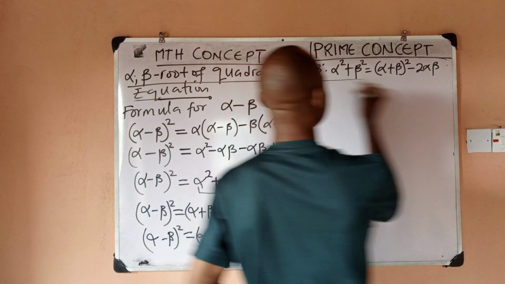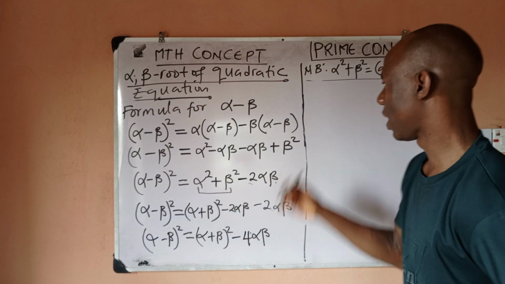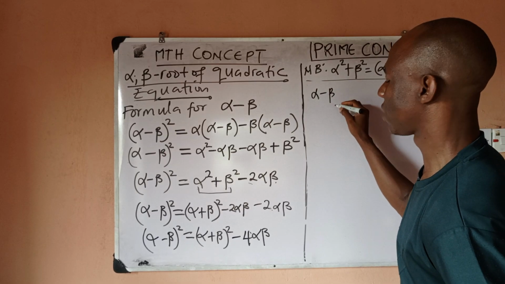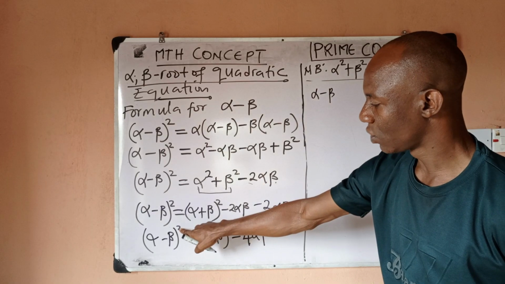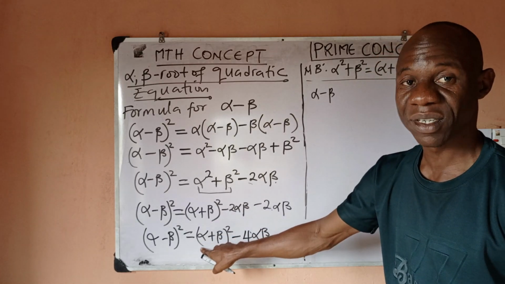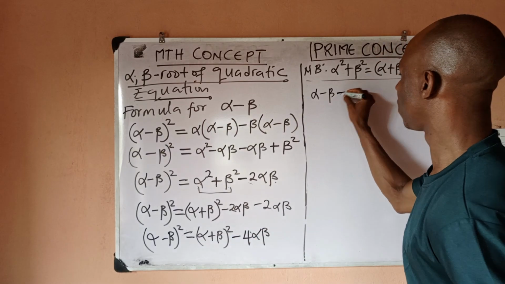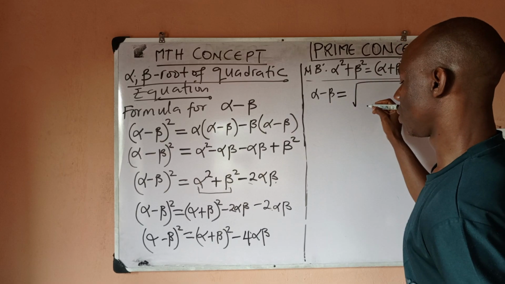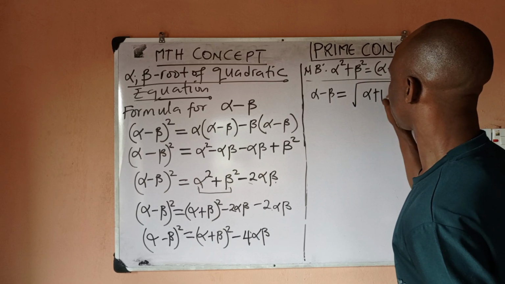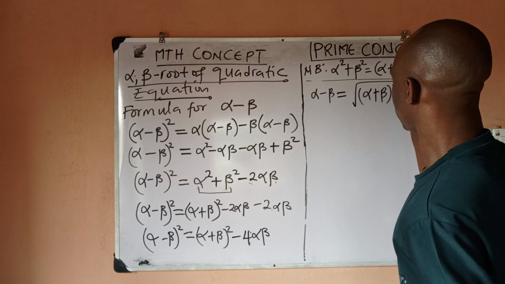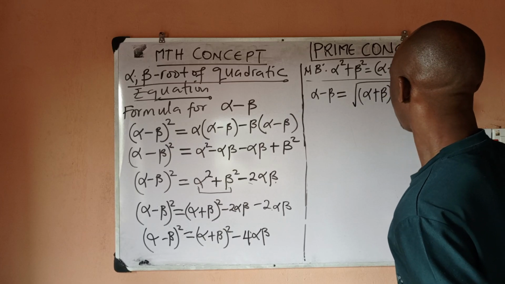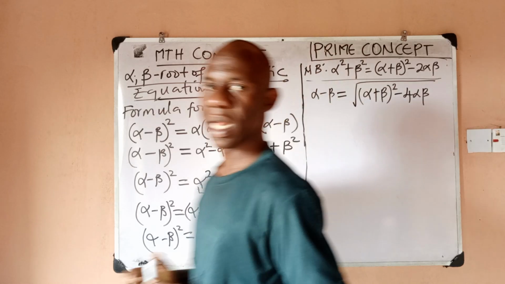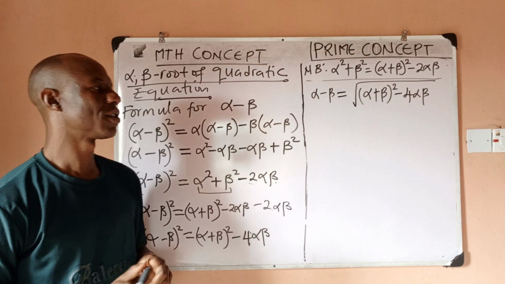So if I come here and summarize this formula, I'll have that alpha minus beta, which is what we're trying to get, I'll take square root. When this square comes to this side, it becomes square root. So alpha minus beta, which is what we're trying to get, becomes the square root of alpha plus beta all squared minus 4 alpha beta. So this becomes the formula for alpha minus beta.